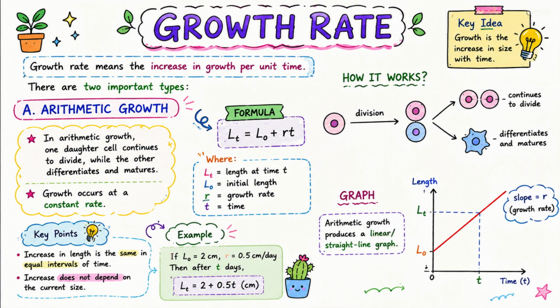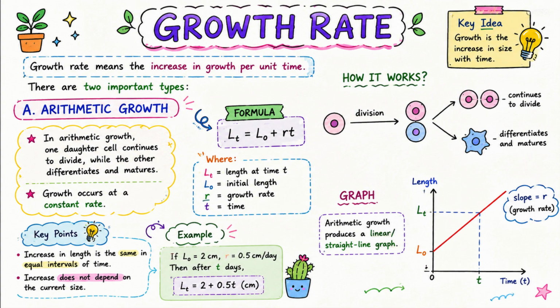Arithmetic growth is a type of plant growth in which only one daughter cell continues to divide while the other daughter cell stops dividing and starts to mature. Because only one cell keeps dividing, the growth takes place at a constant rate. This means that the plant part increases in length by almost the same amount during each equal period of time. For example, if a root grows 2 centimeters every day, then after 1 day it grows 2 centimeters, after 2 days it grows 4 centimeters, and after 3 days it grows 6 centimeters.